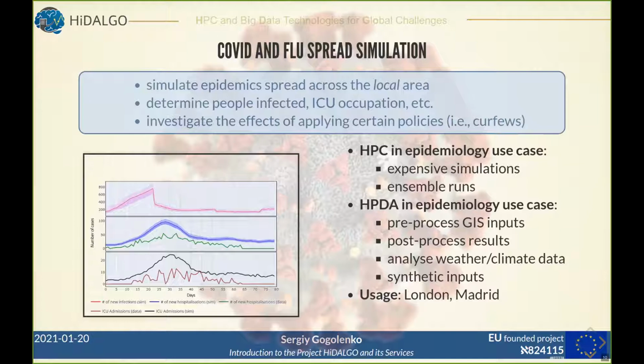HPDA is used also to pre-process geospatial information, to post-process simulation results, analyze weather and climate data, and synthesize inputs. We used this use case to study spread of COVID-19 in the cities of London and Madrid. Derek Groen from Brunel University will present a synopsis of our results in these directions right after my talk.